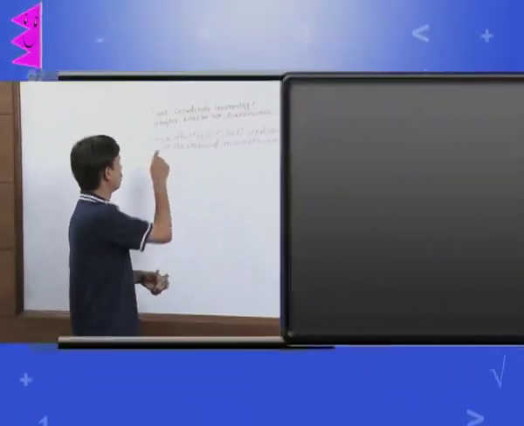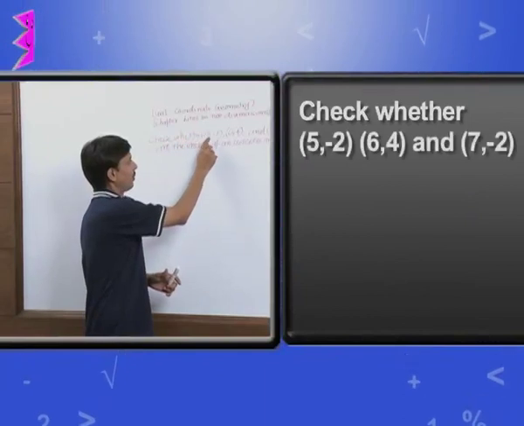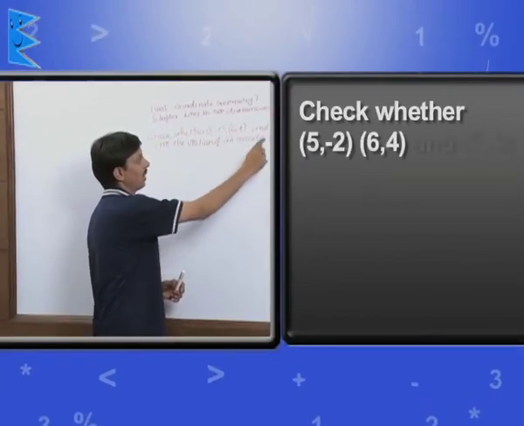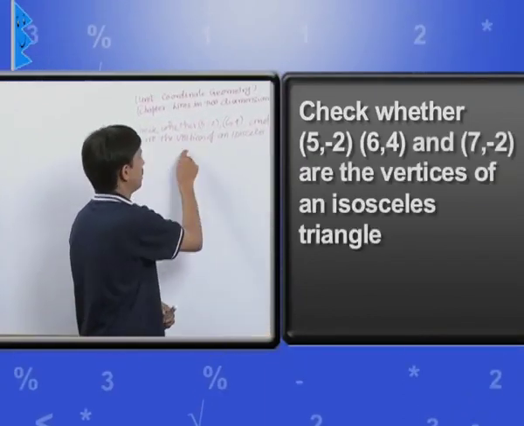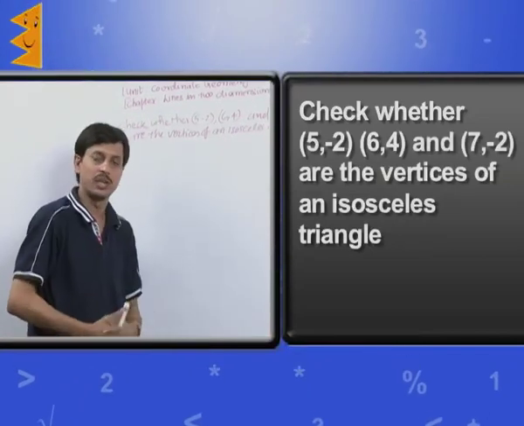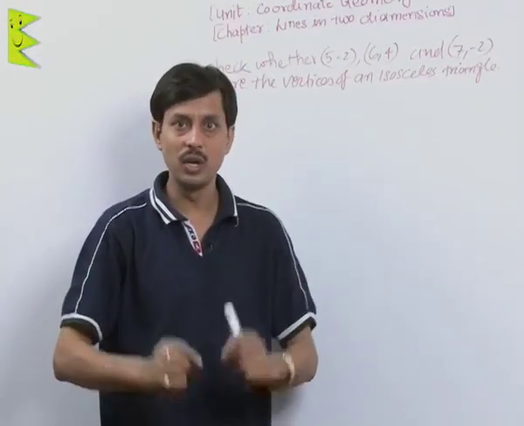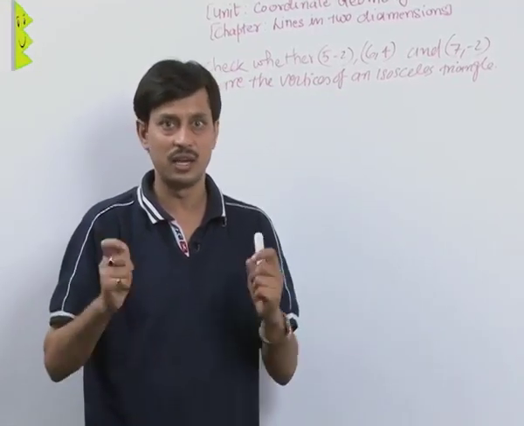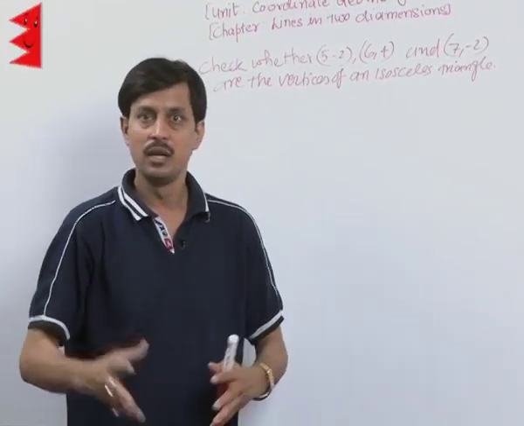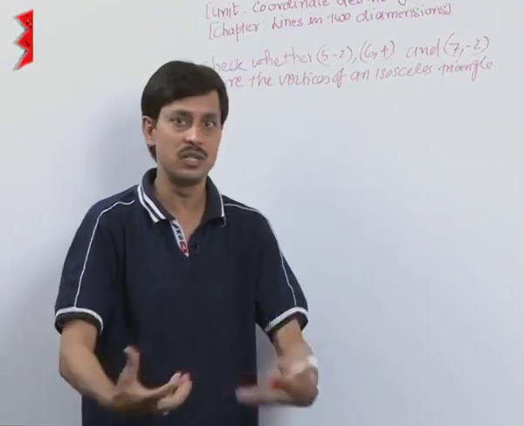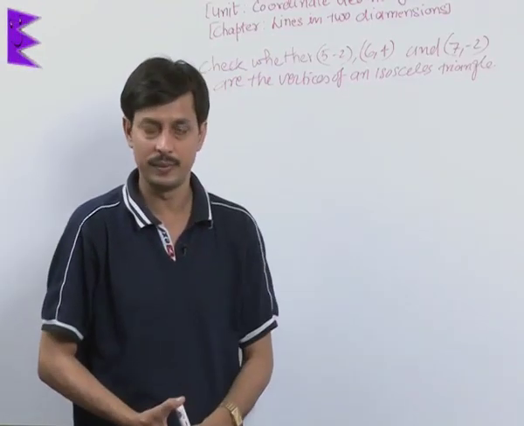Suppose the question is, check whether (5, -2), (6, 4) and (7, -2) are the vertices of an isosceles triangle. We know that the triangle is having three vertices, three angles, three sides. A triangle has 6 parts. 3 sides and 3 angles are considered as the 6 parts of a triangle.